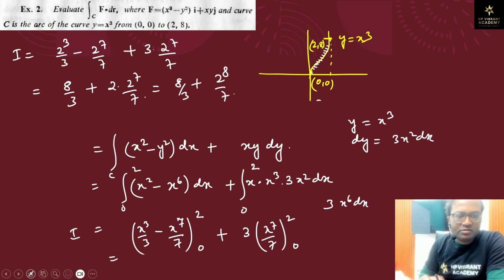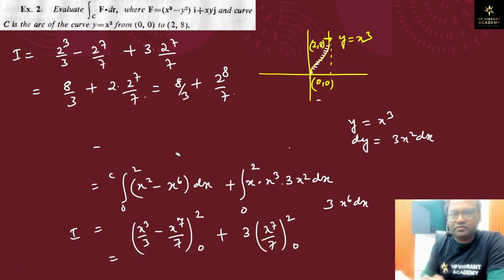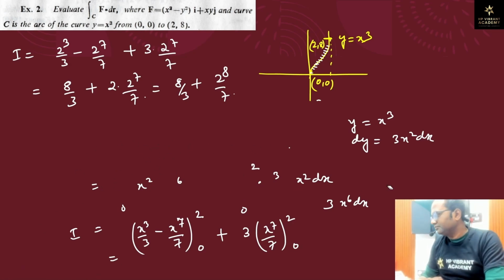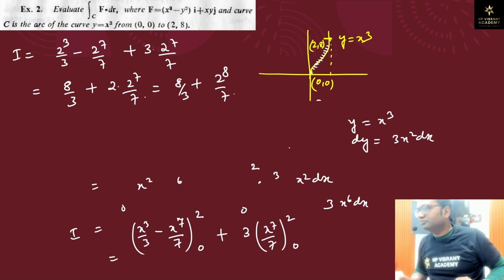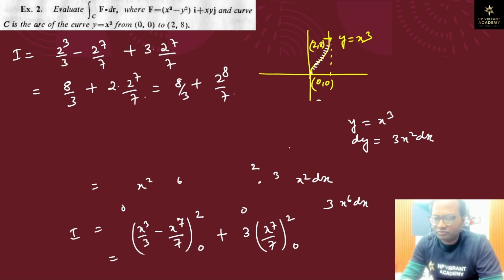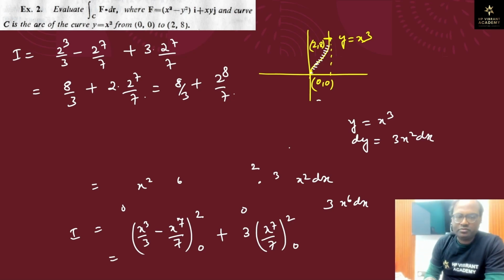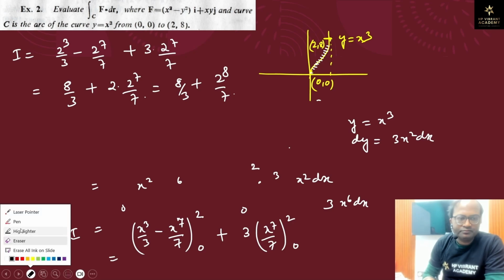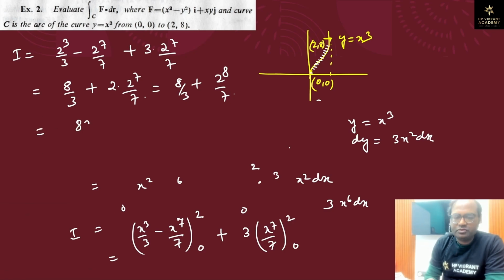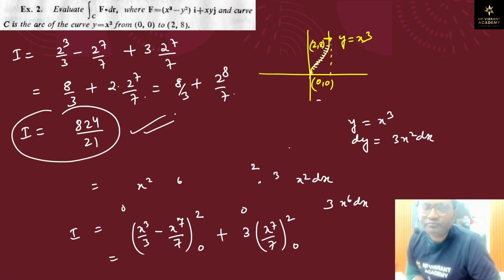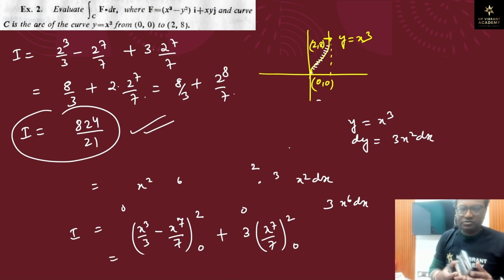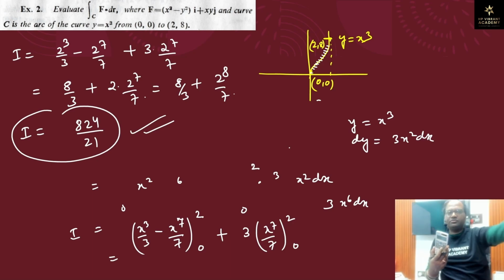Okay, so let us further evaluate this. So let us use the scientific calculator for solving this. So this is equal to 824 upon 21, the value of I. Okay. So this calculator is allowed in the exam, so you can use this for ease of simplification and ease of calculation.